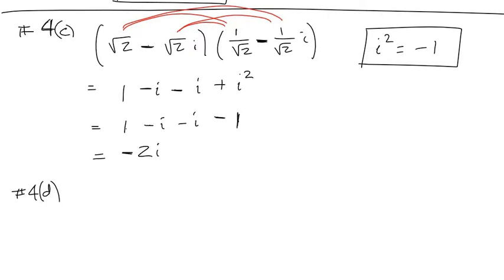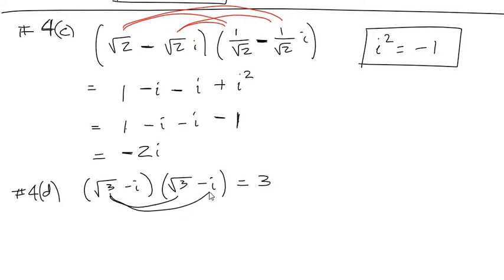And let's try 4D. 4D, we've got the square root of 3 minus i, squared. But to square something means to multiply together two factors of it. So that's just going to be FOIL again, right? We're going to multiply this root 3 minus i times itself. So from the first terms, we get root 3 times root 3 is 3. And then we get minus root 3i from the outer terms and minus root 3i from the inner terms. So that's two of those, right?